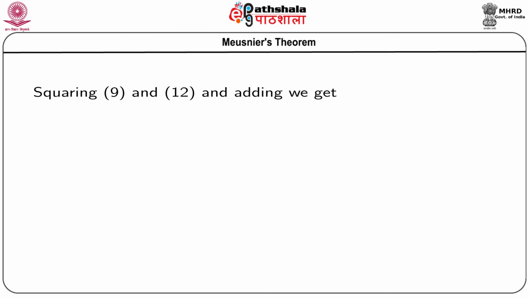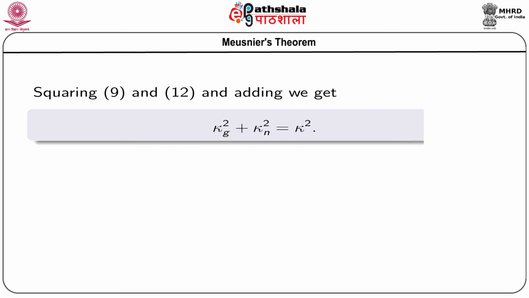Now, if we square 9 and 12 and add, we get kappa_g squared plus kappa_n squared equals kappa squared. So, this is the relation between the geodesic curvature, the normal curvature and the curvature of the curve on the surface.